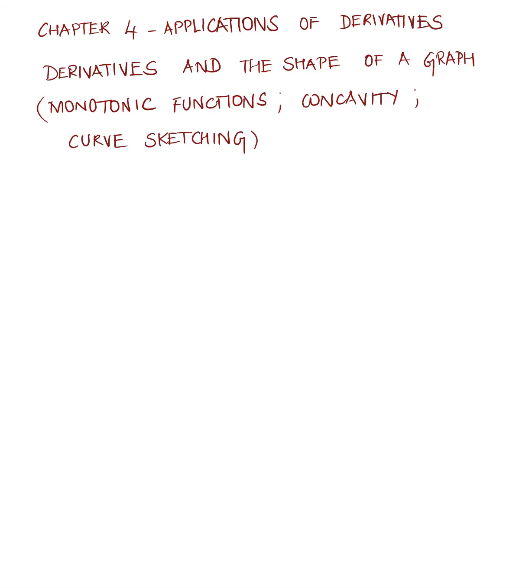We have derivatives and the shape of a graph here. Sometimes it's also known as monotonic functions. The shape of the graph is determined using concavity and curve sketching. So these are different names you'll see based on the textbook and the homework types that you see. And so we're going to look into the ways in which we could use derivatives to determine the shape of a graph and be able to sketch a graph just by looking at the function.